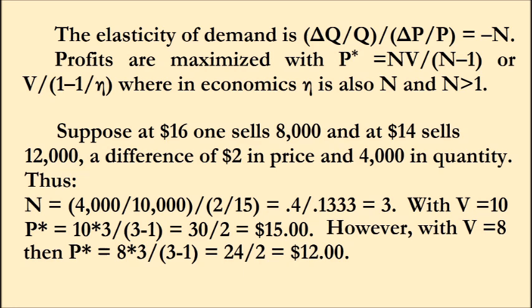Well, let's take an example. At $16 you sell 8 grand, but at $14 you sell 12 grand. A difference of $2 in price and 4,000 in quantity. Figuring out the elasticity turns out to be 3. And with a variable cost of $10, you plug it in and you get an optimizing price of $15. With a variable cost of $8, you'd only charge $12 for a maximizing price.